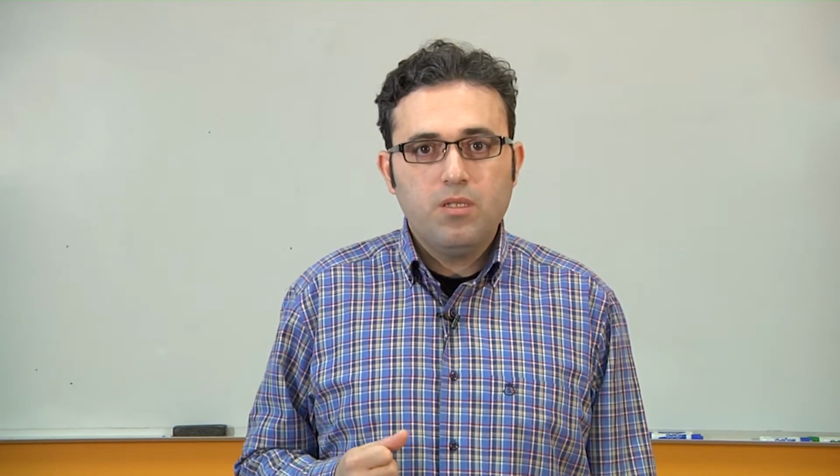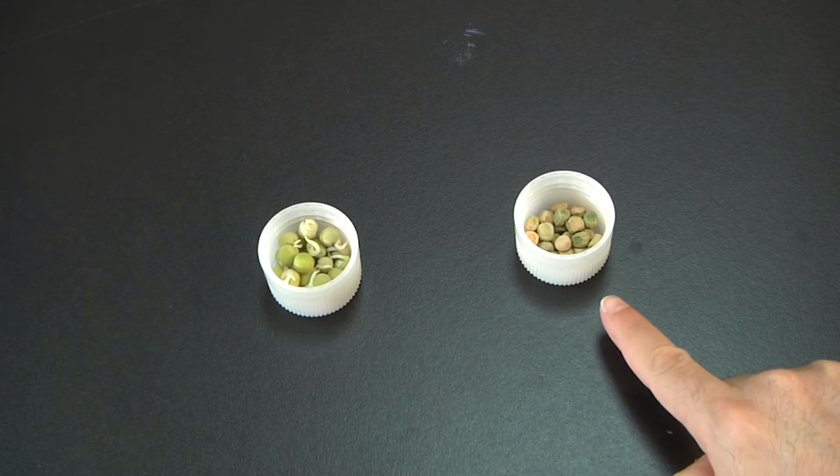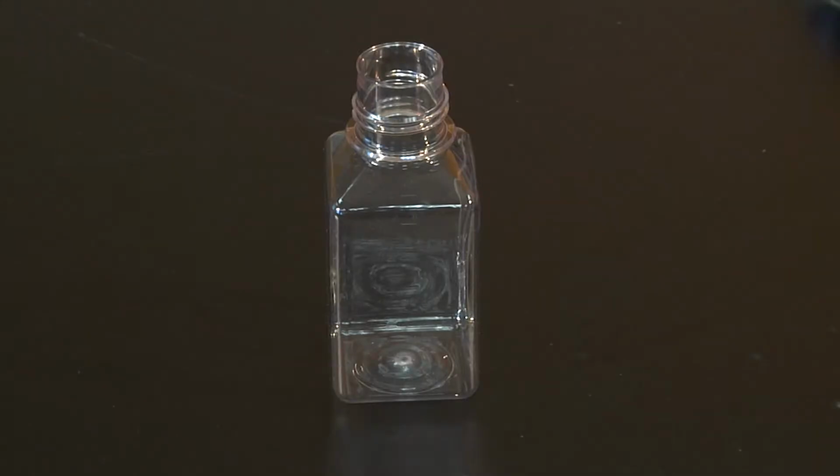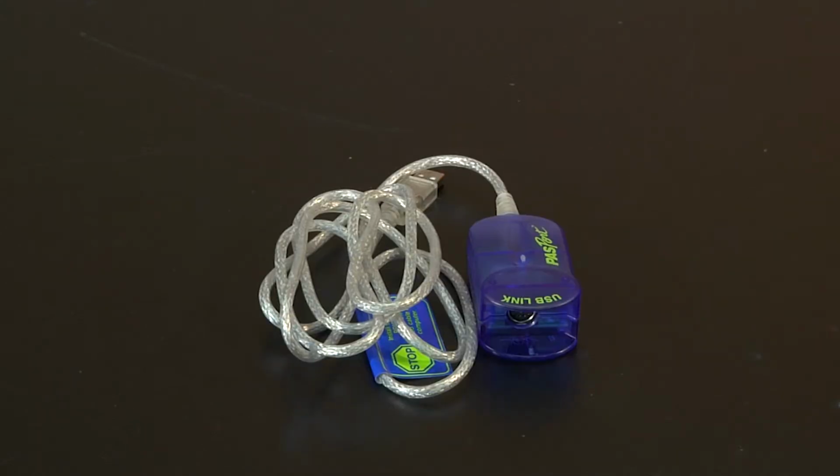When it's disrupted, it leads to very serious health conditions. Therefore, understanding the nature of cellular respiration becomes very important. You will need germinating and non-germinating seeds, a plastic bottle as a respiration chamber, a carbon dioxide gas sensor, and a USB link interface to connect your sensor to your computer.